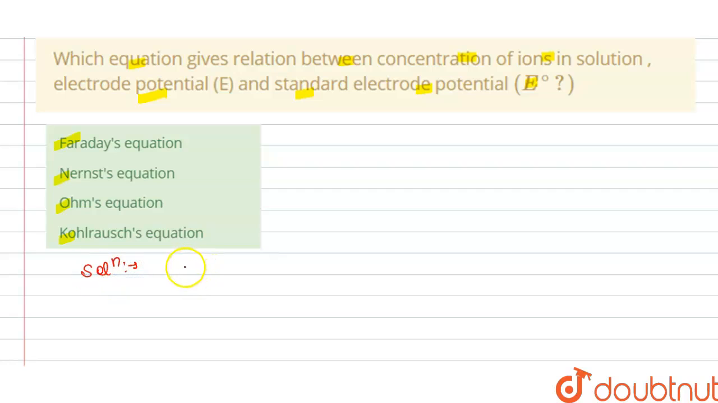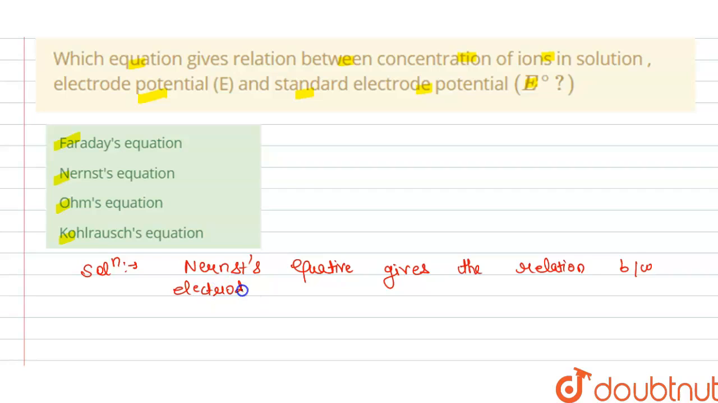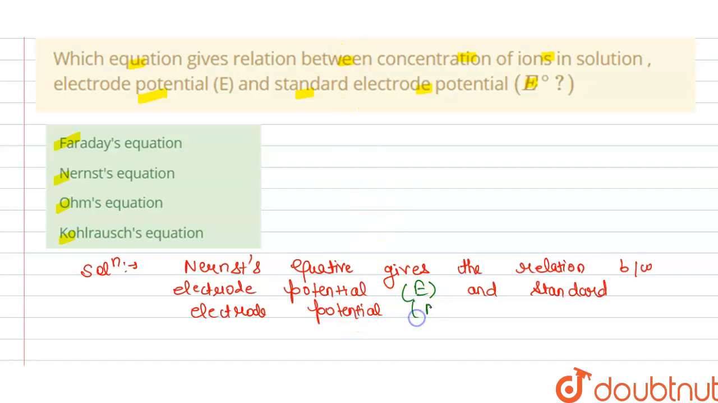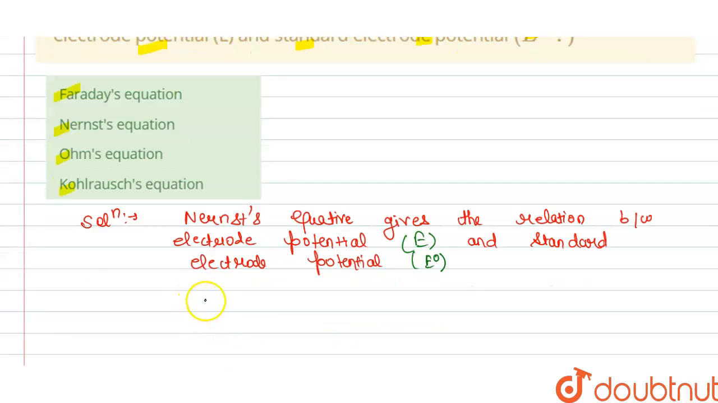So the solution of this question is, we know that Nernst equation gives the relation between electrode potential, that is E, and standard electrode potential, that is E naught.